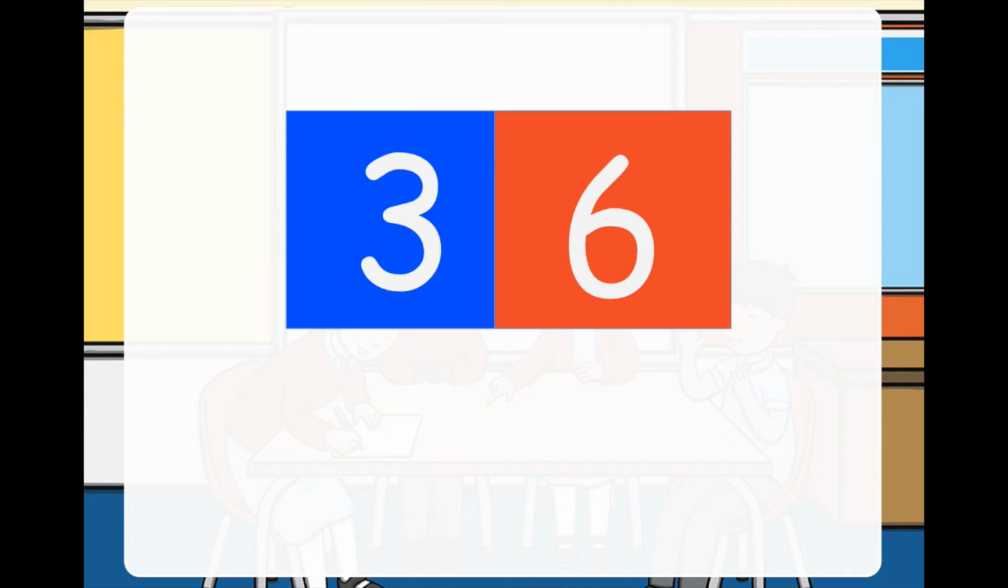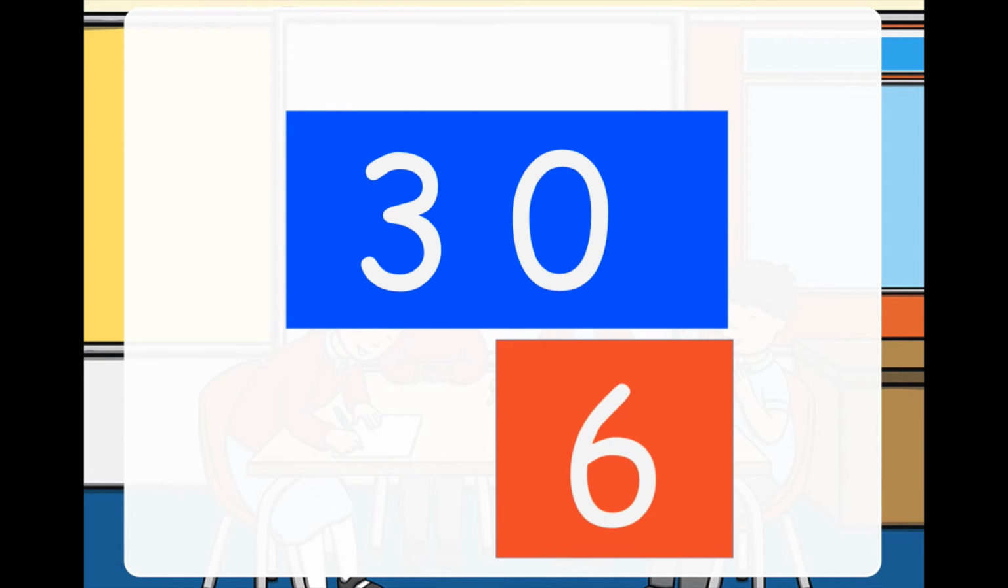Now let's go on to our second example. 36. Can you partition this number into tens and ones? There are 6 ones and 3 tens. Now remember, the 3 means 3 groups of 10. So if we were partitioning that number and making an addition equation, it would be 30 add 6 equals 36.